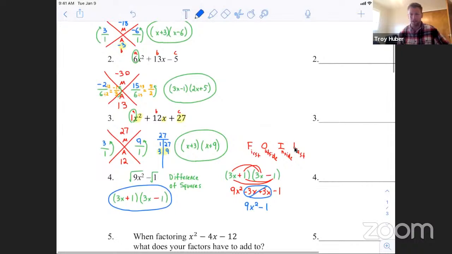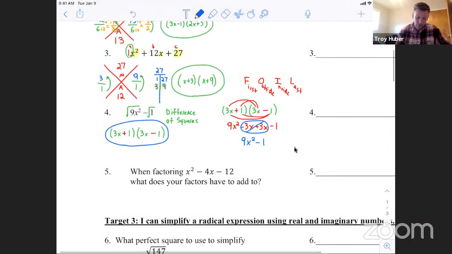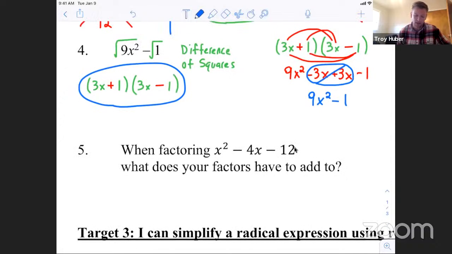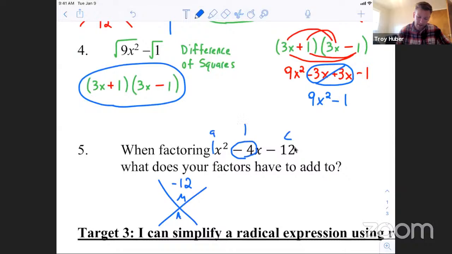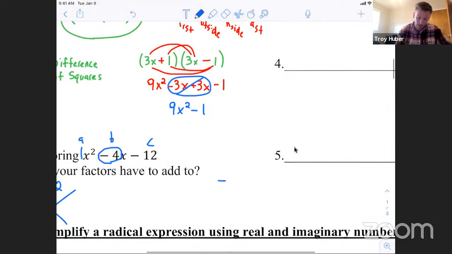All right, so hopefully that made sense. And let's look at the last one in this first target. It says when factoring x squared minus 4x minus 12, what do your factors have to add to? So again, I like to draw my x, multiply to the top, add to the bottom. Multiplies are always a value times our c value. So 1 times -12 would give me -12. And we always add to our b value, which, be careful, in this case is negative. So I would say -4. So we would have to add to -4.